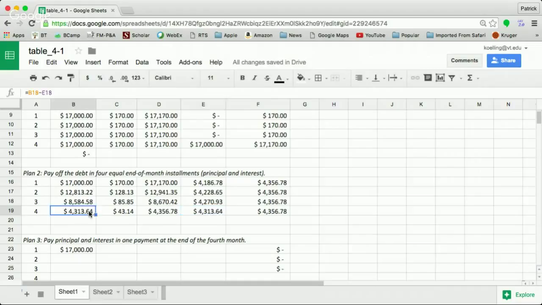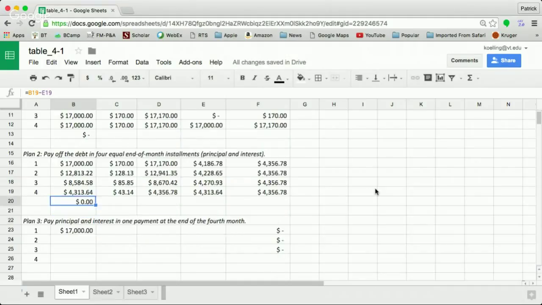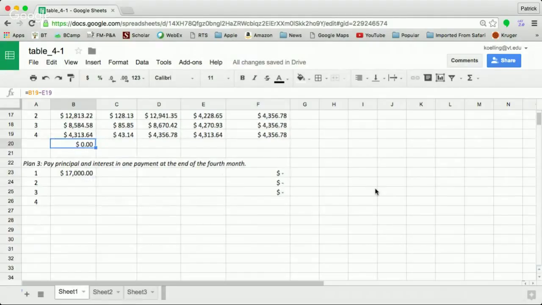If we wanted to calculate what we owed, there we go. That's what we owe after our payment in the fourth month. Again, this is the common ordinary monthly payment plan for purchasing something. Last but not least, Plan 3 says we're going to pay nothing at all.